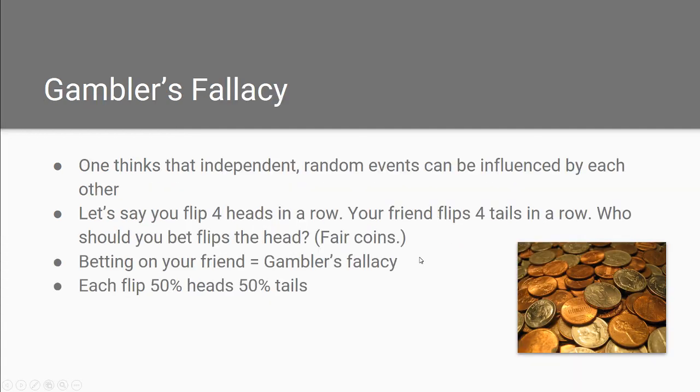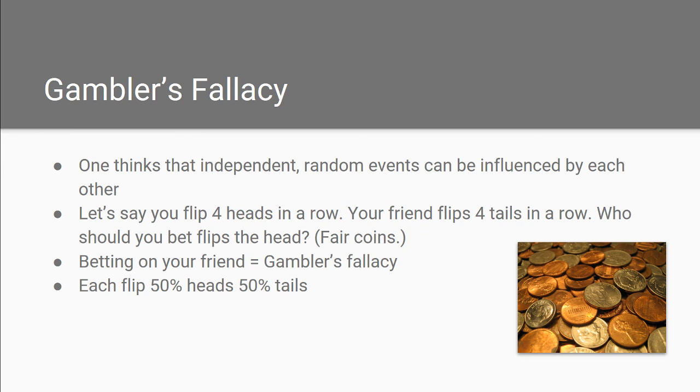Finally, we have the gambler's fallacy. With the gambler's fallacy, one thinks that independent random events can be influenced by each other. Take, for example, let's say you flip 4 heads in a row, your friend flips 4 tails in a row. Who should you bet flips the head? And again, we're talking about fair coins here. So if you bet on your friend because your friend flipped 4 tails in a row, and you're thinking, okay, it's already been 4 tails, the next time's got to be a head, right?